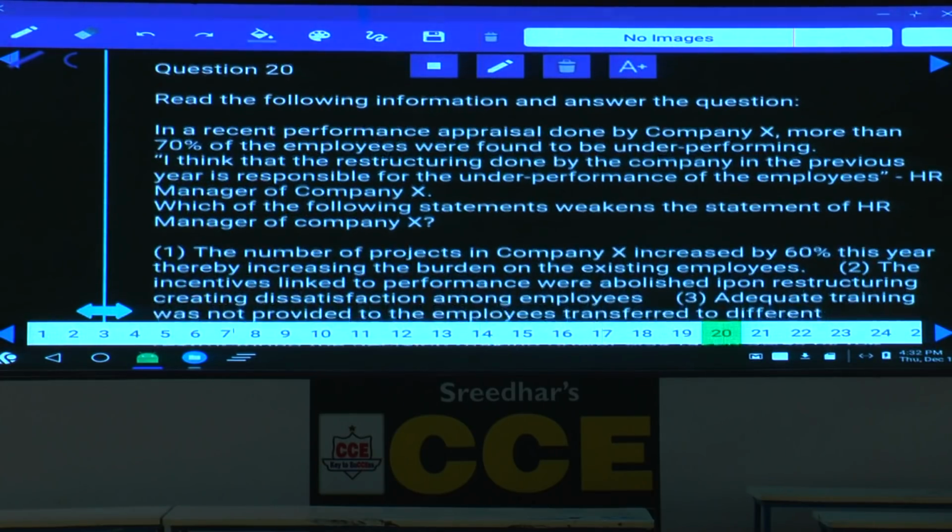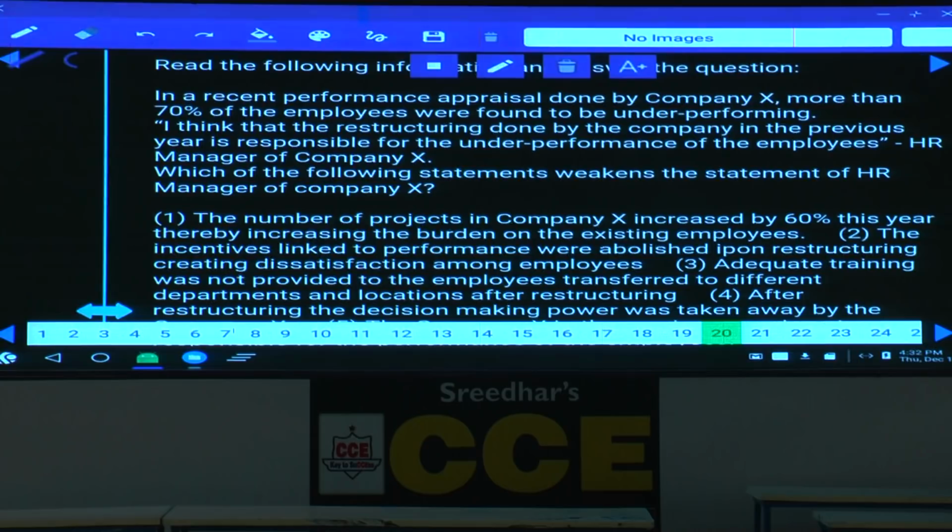Now, in a recent performance appraisal done by company X, more than 70% of the employees were found to be underperforming. The restructuring done by the company in the previous year is responsible. Now, this is a statement made by whom? Made by the HR manager of company X, for the underperformance of the employees.